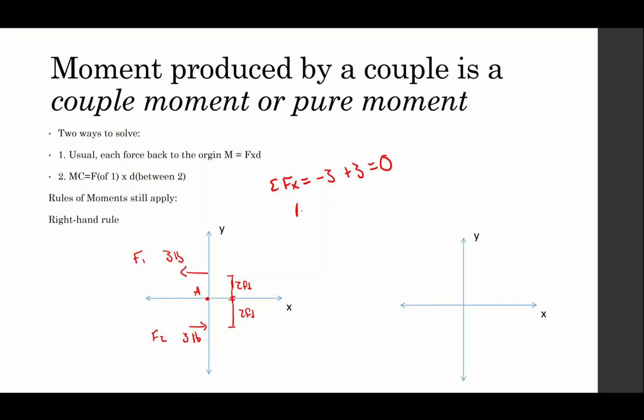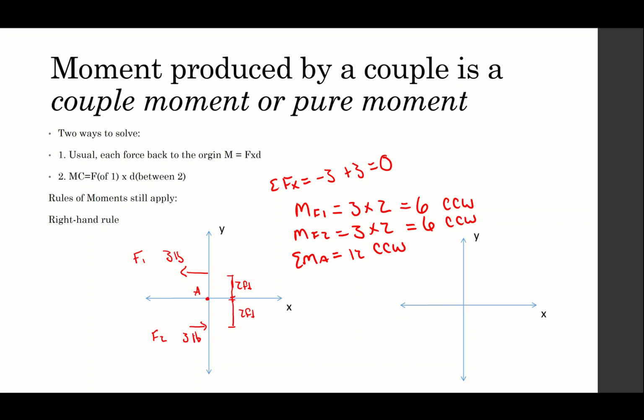Okay, but when we go to do a moment about F1, we would have 3, and its distance back to A would be 2. We would have 6, and is that acting clockwise or counterclockwise about A? Counterclockwise? And then what if we had MF2? We would have 3, its distance is also 2, it would be 6, and it's also acting counterclockwise. So if we did the sum of the moments about A, we would get 12 counterclockwise. Counterclockwise, correct?